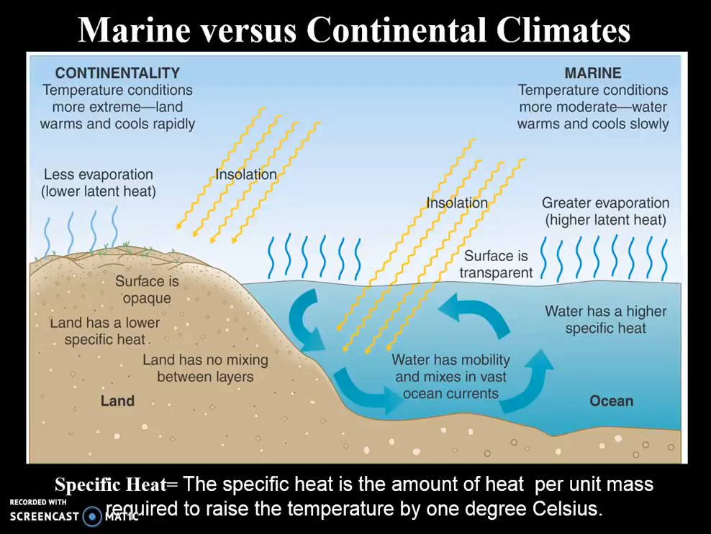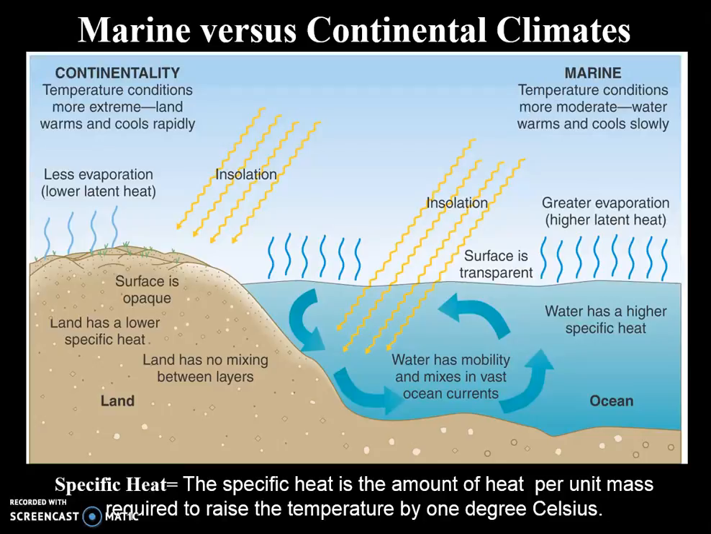Water, on the other hand, in our marine climates and temperatures, we know that temperature conditions are moderate. Water warms up slowly and cools slowly, but it also has the mobility that it can mix and turn, and water has a higher specific heat. And that's going to be a huge factor in comparing the locations of two cities. Are they located near a large body of water that's going to have more moderate temperatures, or are they going to be far removed in the middle of a continent?